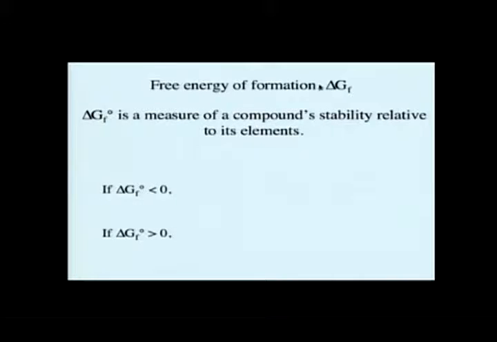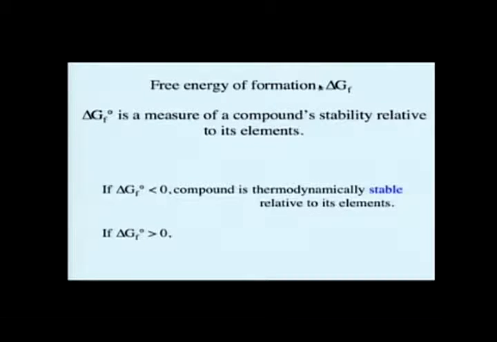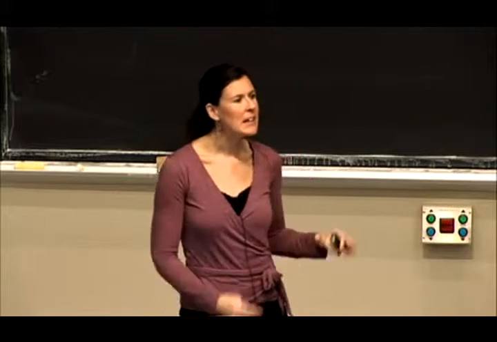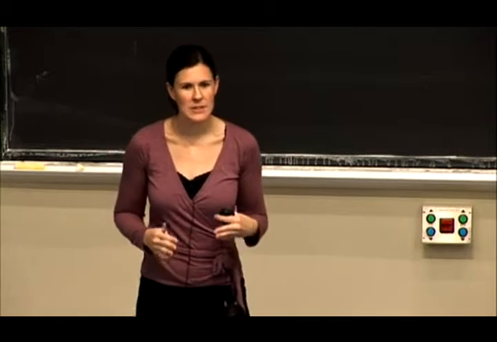Formation. So as 85% of you just told me, when we have a case where delta G of formation is less than 0, what we're talking about here is a compound that is thermodynamically stable relative to its elements. So that means we know the inverse as well, which is when we're talking about a case where delta G is now greater than 0, the compound is going to be thermodynamically unstable relative to its elements.